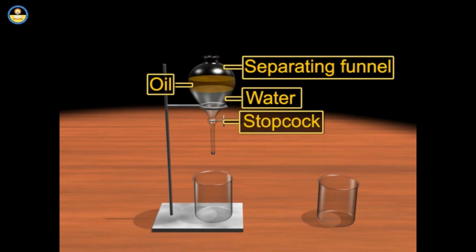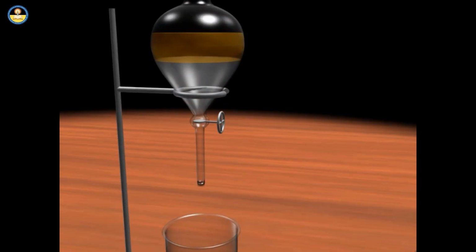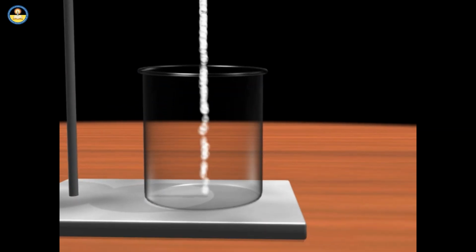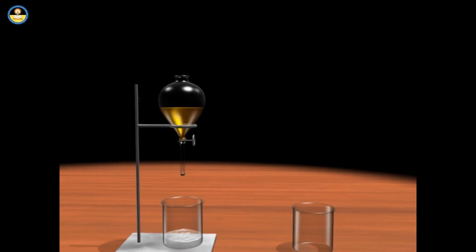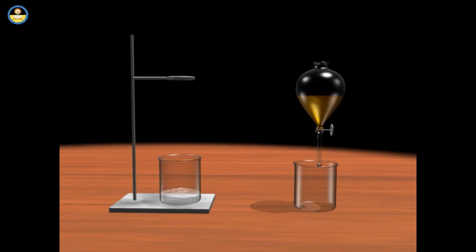We find that oil, which is lighter than water, forms the upper layer, and water being heavier forms the lower layer. By opening the stopcock of the separating funnel, the lower water layer can be drained off. Oil layer remains in the separating funnel.